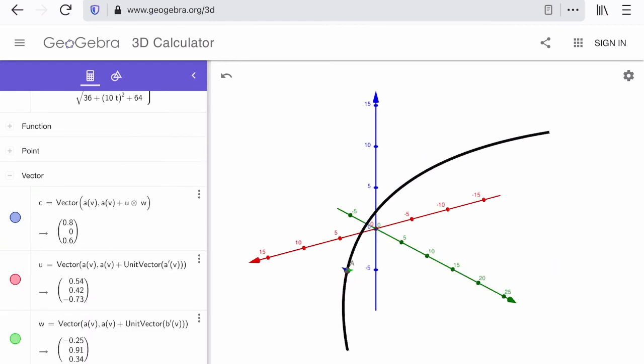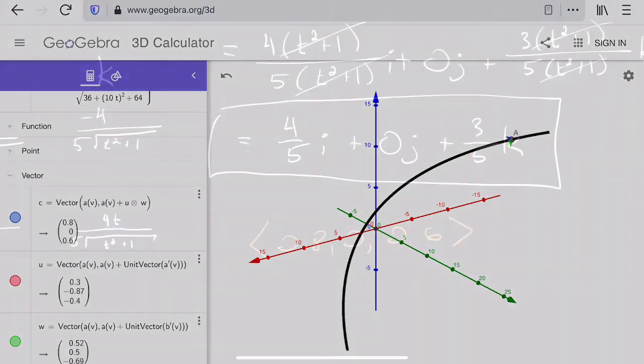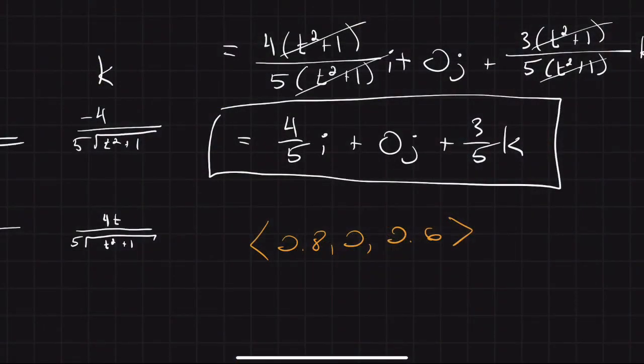And now if we scroll down and look at the binormal vector, it says that the binormal vector is equal to 0.8, 0, and 0.6. And 0.8, 0, and 0.6 is exactly what we calculated for the binormal vector.